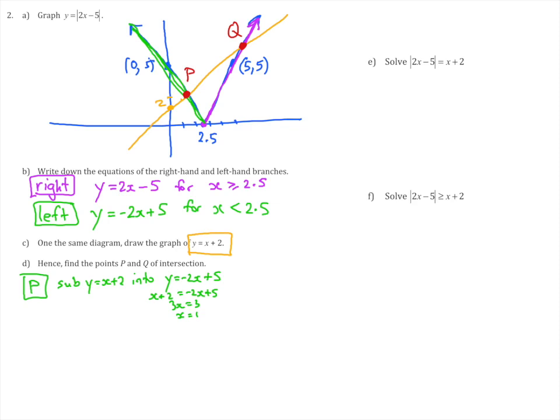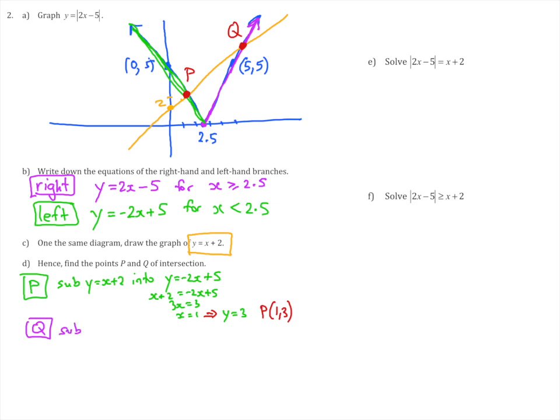And if I plug x equals 1 back into this one here, that will give me y equals 3. So P is 1, 3. Let's find Q.